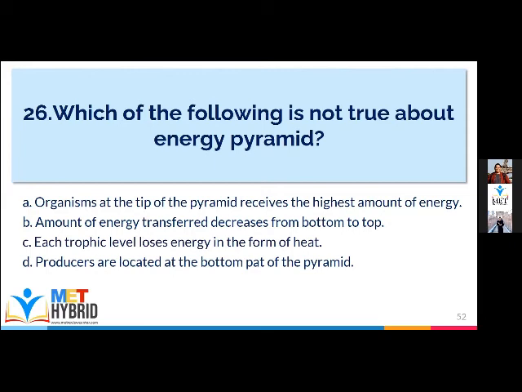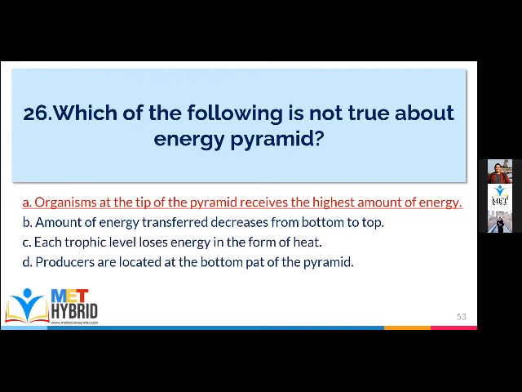Wow, many answered letter A, which is basically our right answer. Organisms at the tip of the pyramid receive the highest amount of energy. What is correct here is that the organisms at the tip of our food pyramid receive the lowest amount of energy, not the highest. That is why you have the pyramid shape. The pyramid shape is actually a representation of the amount of energy being transferred from one trophic level to the next, from the bottom part of the pyramid going to the topmost part.